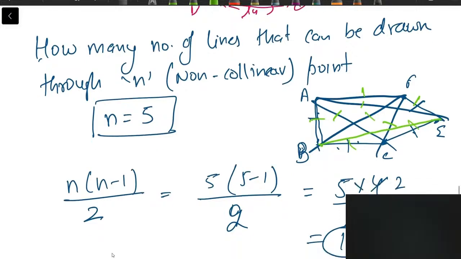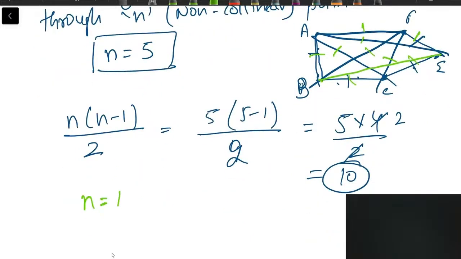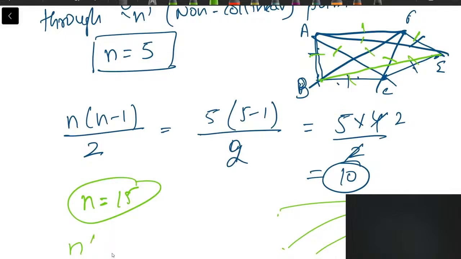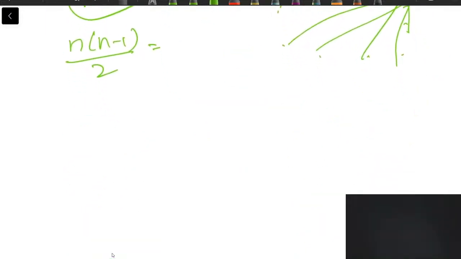So if anybody gives you n equal to 15, it's not possible to identify with the help of joining points like this. It's very difficult to identify how many lines you can draw. So the better way is to use this formula: n(n minus 1)/2. It gives the number of lines with collinear points. This formula will help you. So you can solve one question. I will give you one question.